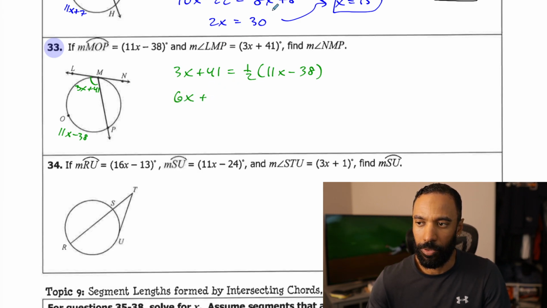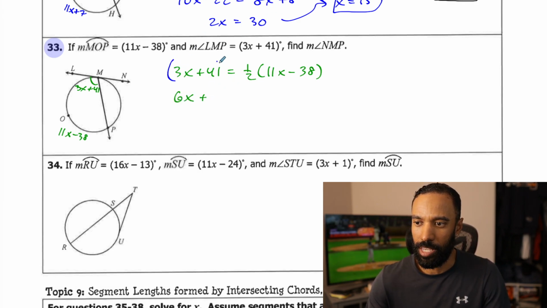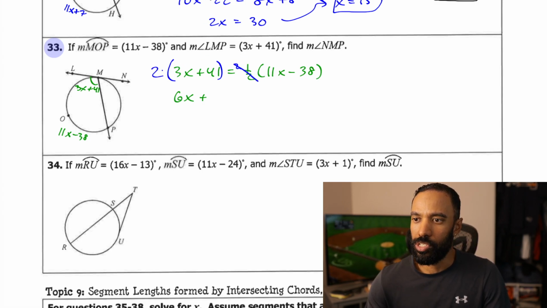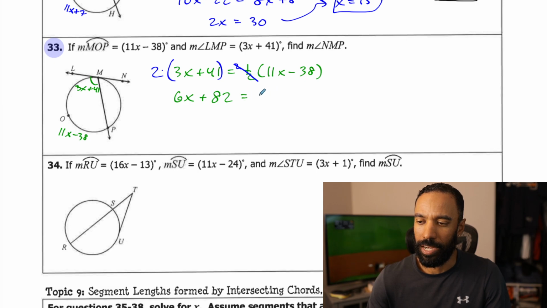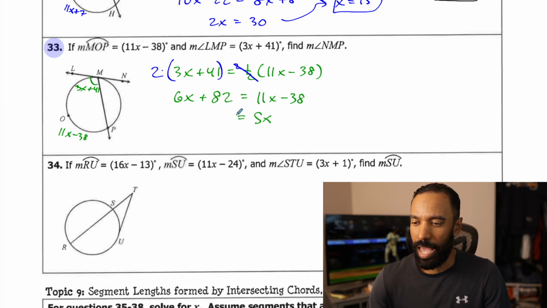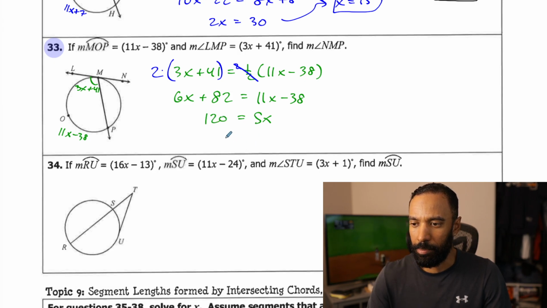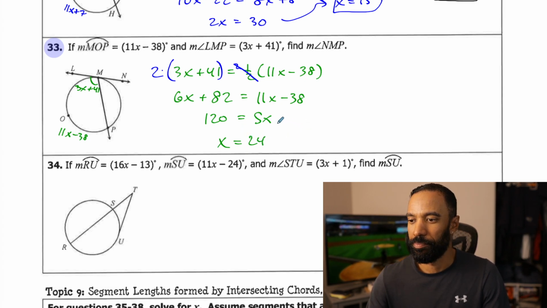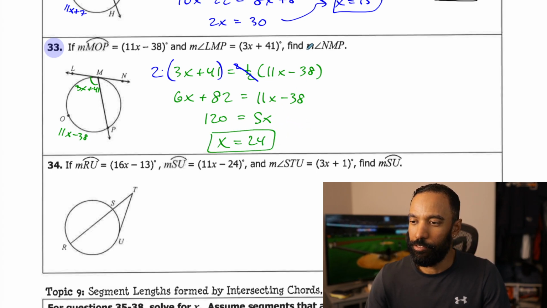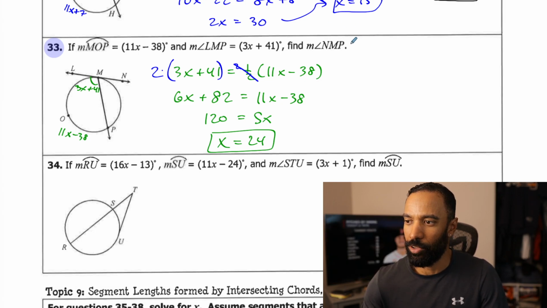I'll get 6x plus, let me write that so in case people aren't like, what are you doing? How did that come up? So this is 6x plus 82, and here's 11x minus 38. Subtract 6x, add 38, divide both sides by 5. Okay, x is 24. Let's find the measure of angle NMP. It will equal, I take that back, let's not get there yet.